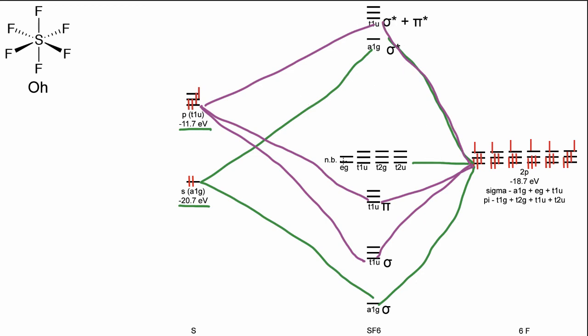Now we have our MO diagram right here, and if we go through and add all of our electrons, we'll see that all of the electrons will fill up to the non-bonding orbital set right here. We'll have our HOMO-LUMO gap between the non-bonding orbitals and the sigma star orbital, the A1g orbital in this case right here.